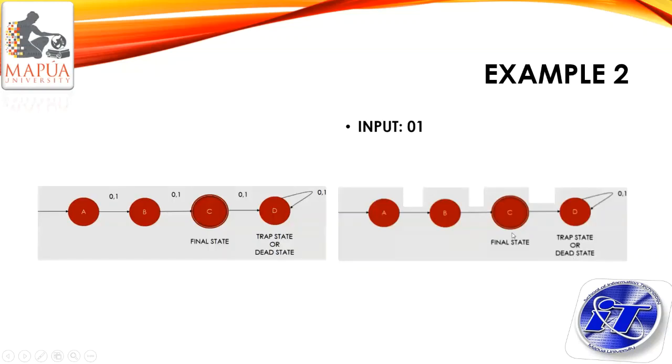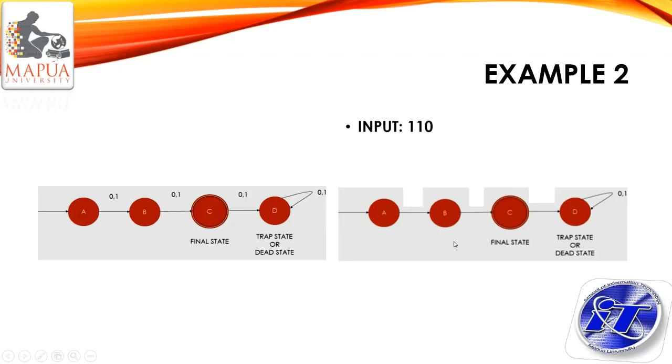Let's try to determine if this input is accepted or not. We have 0, 1. From A to B, regardless of the value of the first symbol, it will go to B. And from B, regardless of the value of the second symbol, it will definitely go to C. Since this is the second symbol, we stop. And since we stop in state C, therefore 0, 1 is accepted.